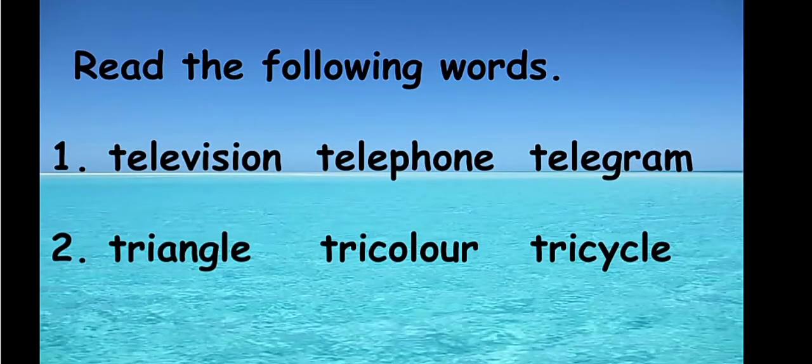Under exercise B, we have a few things to do. Read the following words. Did you find that? Under exercise B on page number 35 itself. Read the following words, and we have a few sets of words. So just read it. Okay, the first one is television, telephone, telegram. In these words, what is common? Tele. Yes or no? T-E-L-E. Tele is common. We have tele in television, tele in telephone, and tele in telegram.